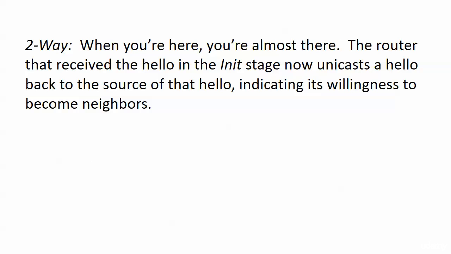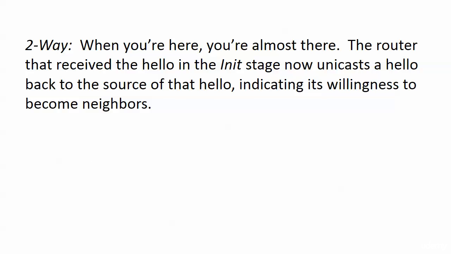Well, we reach that two-way stage, when you're here, you're almost there. And I mean, of course, the adjacency is almost there. Because if you run into problems with adjacencies, it usually happens way before you get to two-way state. When we ran into adjacencies earlier with the mismatches, if I had done a debug and we were running those, we wouldn't have even gotten near two-way stage.